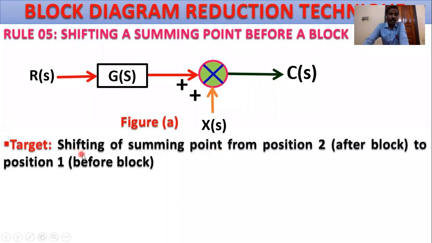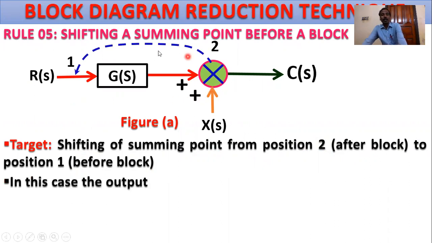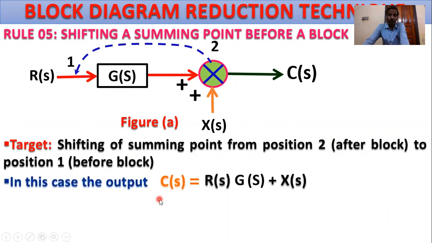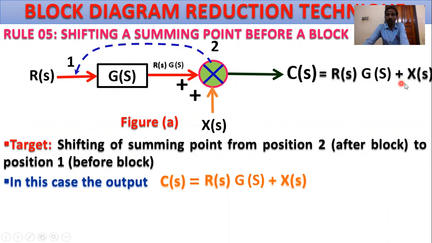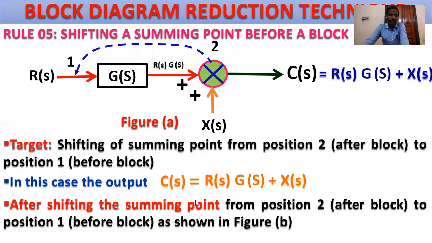So what is the target? Shifting of the summing point from position 2, which is after the block, to position 1, which is before the block. This is our target, position 2 to position 1. In this case, the output C(s) equals R(s) times G(s) plus X(s). After shifting the summing point from position 2, after the block, to position 1, before the block, as shown in figure B.